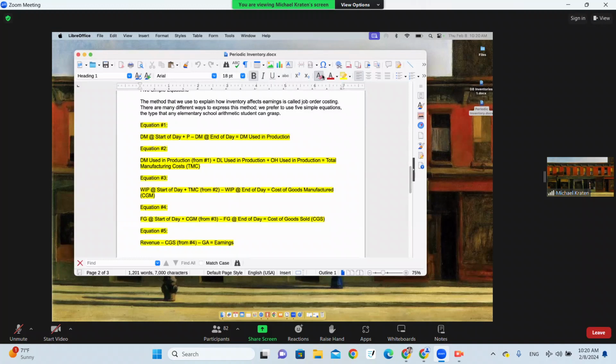What's an example of overhead, which is the OH in equation 2? Well, it's not raw clay that is the direct material, or DM. It's not the person who physically sits there and shapes the clay with his or her hands. That would be DL, or direct labor, in equation 2. It wouldn't be any kind of sales or administrative or other general expenses. That would be the GA in equation 5.